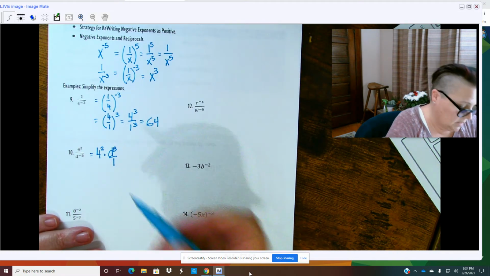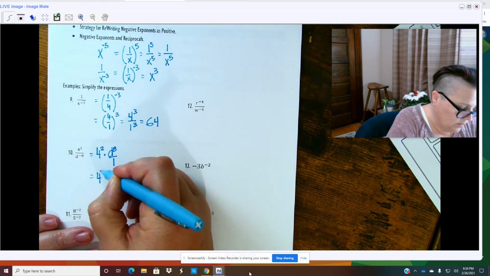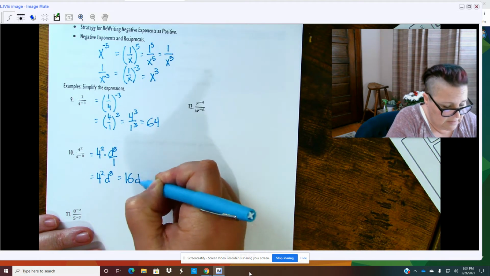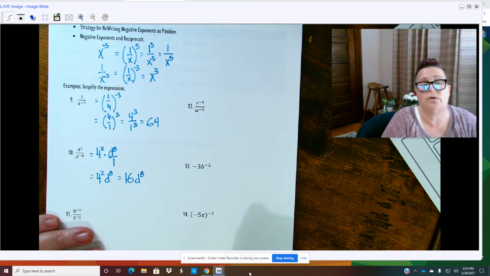Over 1 doesn't do anything. So this would be 4 squared d to the eighth. And if you needed to, 16 d to the eighth. 4 squared is 4 times 4. That's 16.